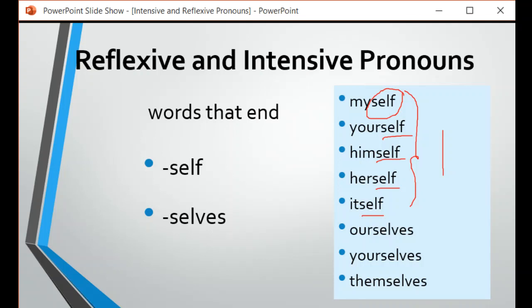Okay? Now, if you notice, we have selves, selves, selves. Why? It is because these pronouns are considered plural. That means they are more than one. That means they could be two or more. Okay? Is everything clear about why they are ending with self and selves? Let us now proceed to the next part.